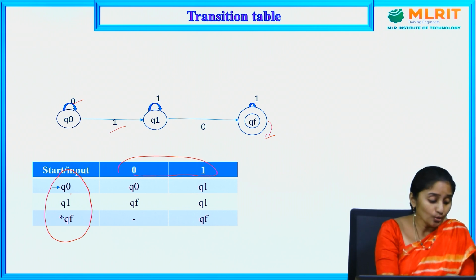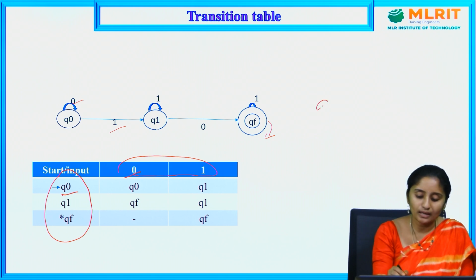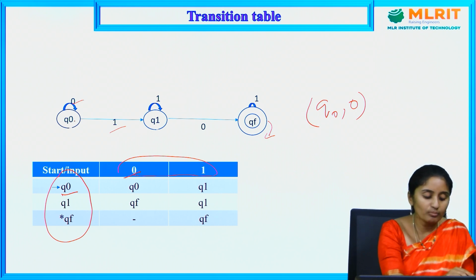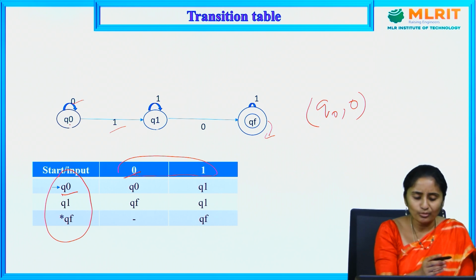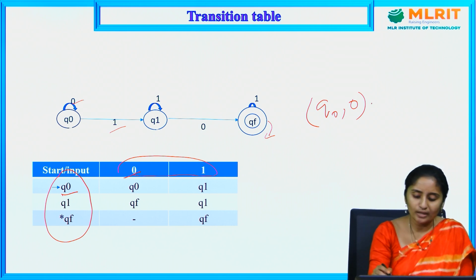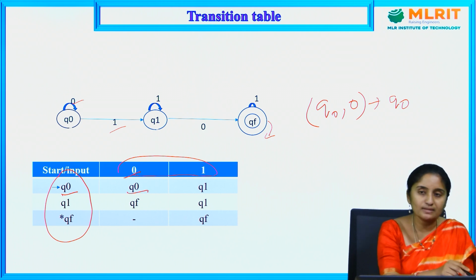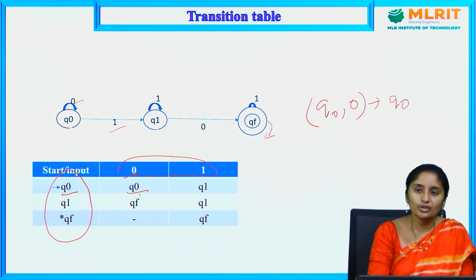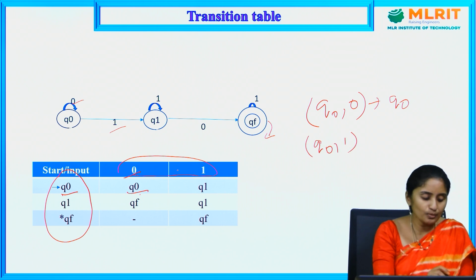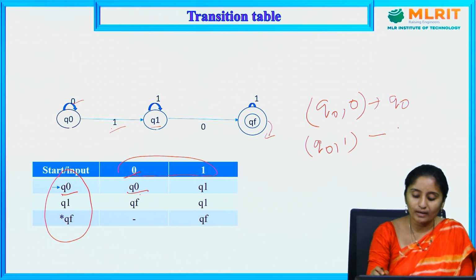Next, Q0 on 0 input. Where is it moving? Either it can move to the next state or it can stay in the same state. So Q0 on 0, where is it going? Q0, staying in the same state. Self loop is there. So Q0 on 0, Q0. Q0 on 1 input, where is it moving? Q1.